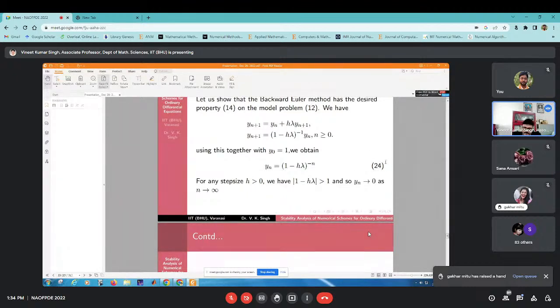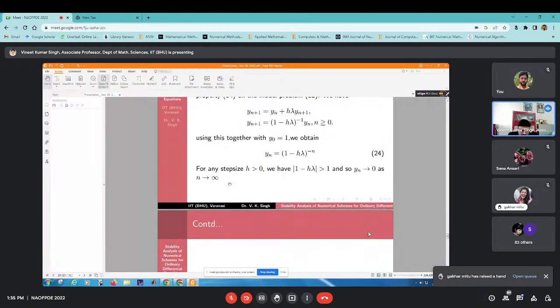In equation 24, the outcome of the given model, that is the solution of the given model by using the backward Euler method, is free from step size. The behavior of the solution is free from step size, because yn will tend to 0 when n tends to infinity for any step size. The reason is that lambda is negative, and h is a given value, so 1 minus s lambda will always be greater than 1, because lambda is negative. That's why yn tends to 0 as n tends to infinity.